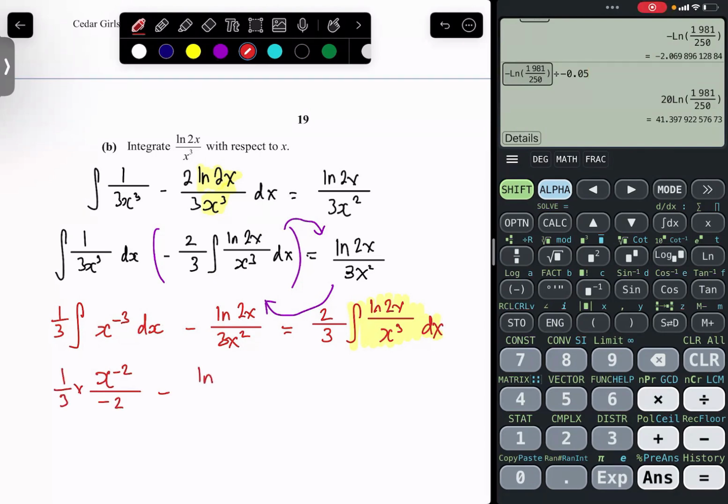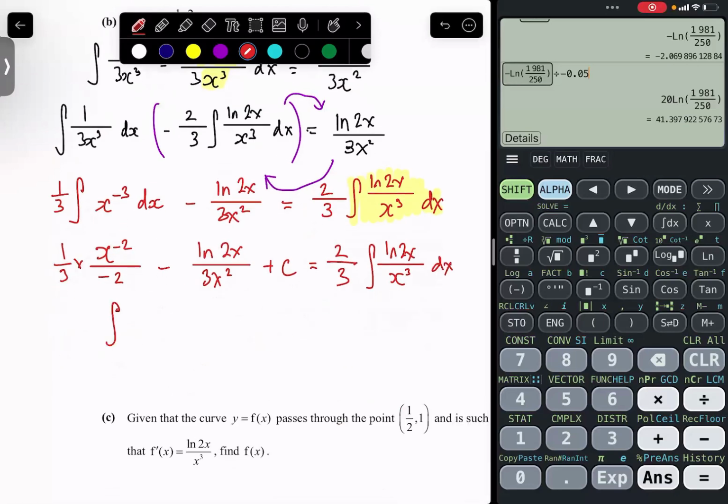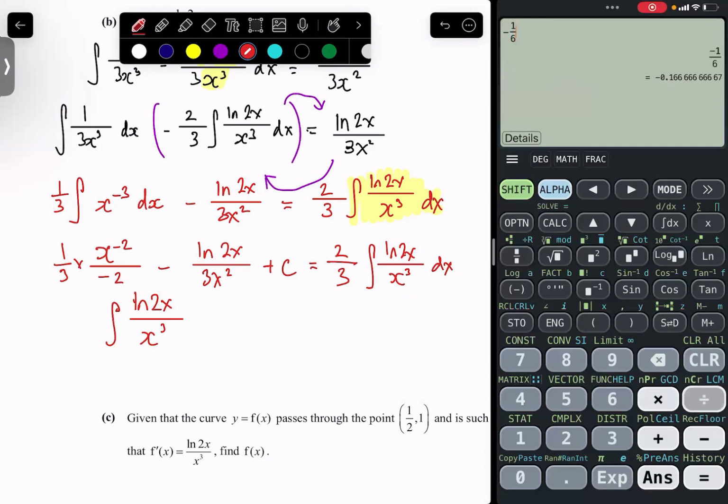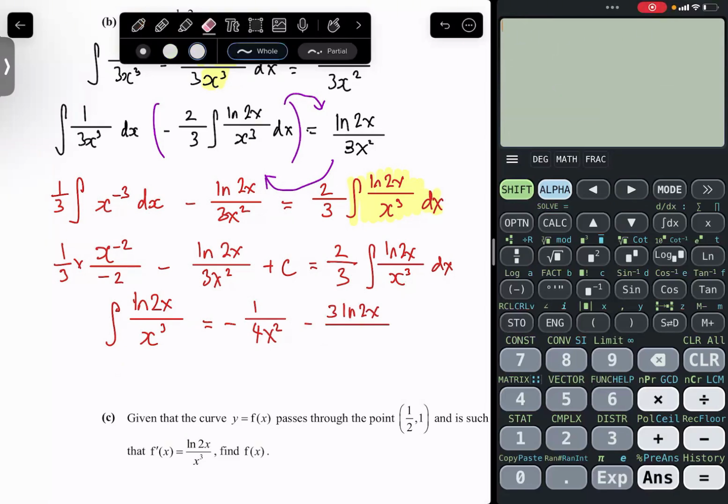Minus ln 2x over 3x squared, this one has no change, then plus c, equals 2/3 of the integral of ln 2x over x cubed. Now switch back the sides. We'll have the integral of ln 2x over x cubed, so negative 1 over 6 divided by 2/3. We get negative a quarter, x to the power of negative 2, so x squared, minus ln 2x over 2x squared, plus c. Okay, so that's my answer.